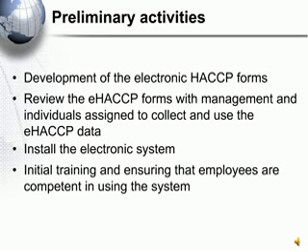The next step involves developing the electronic HACCP forms from the paper forms. Then the HACCP forms will be reviewed with management and individuals assigned to collect and use the HACCP data. Once complete, the hardware and software is installed and an initial shakedown is conducted to ensure that the HACCP system is properly operating in the plant environment. Finally, there is the training of employees and ensuring that the employees are competent in using the HACCP system.